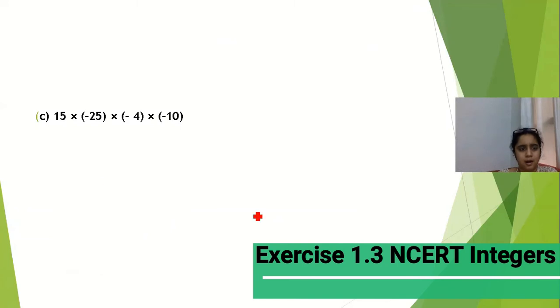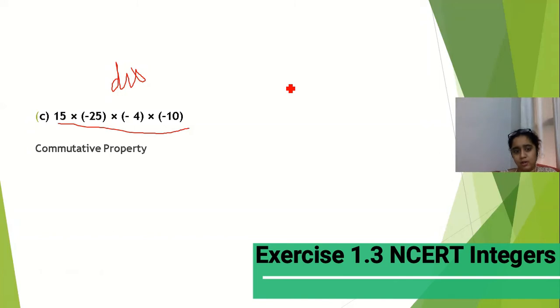So our third part is 15 multiply minus 25 multiply minus 4 multiply 10. If you remember all the properties in your mind, the first is the closure property; here we cannot use the closure property, we cannot use the distributive property, and we cannot use the associative property. We have only the option of the commutative property, because in the commutative property we can multiply numbers in any order.